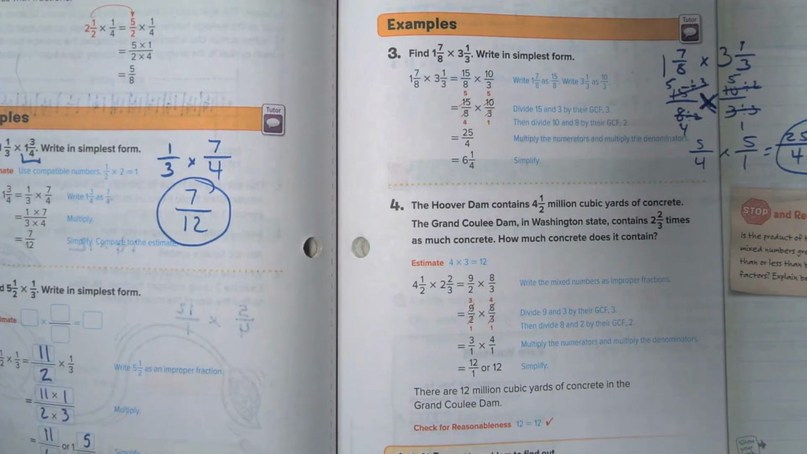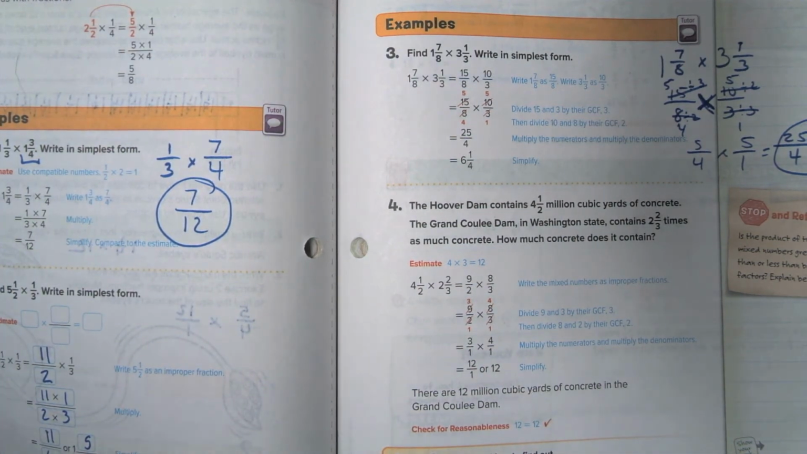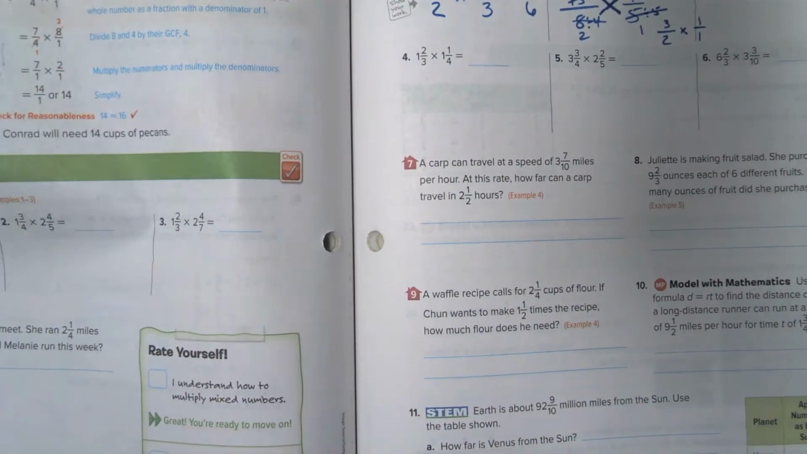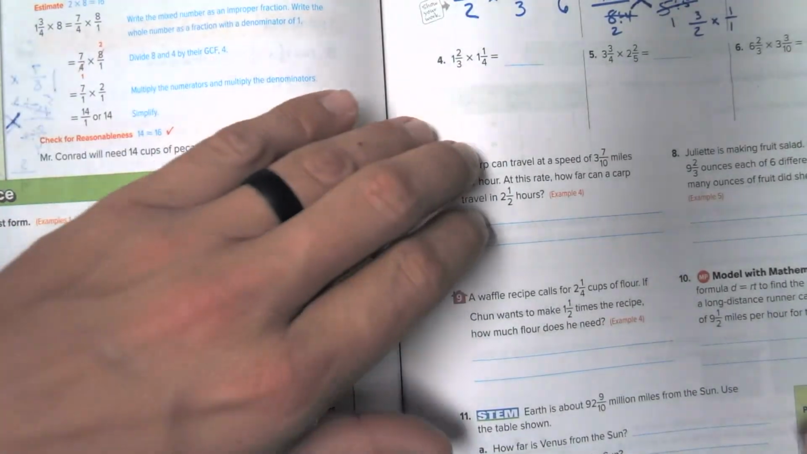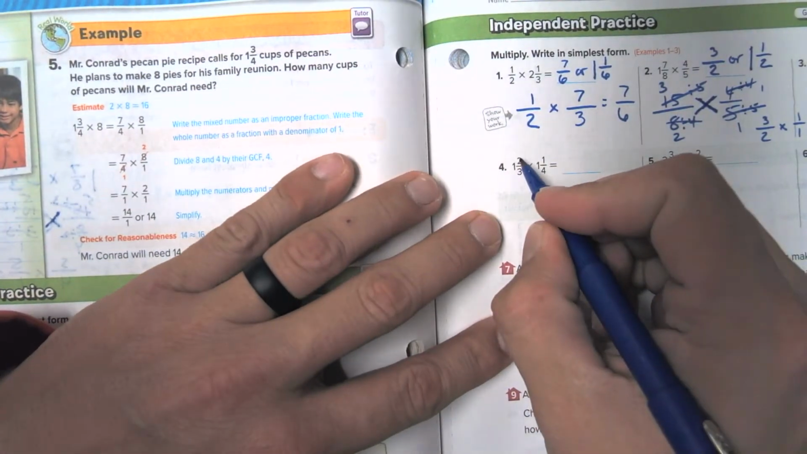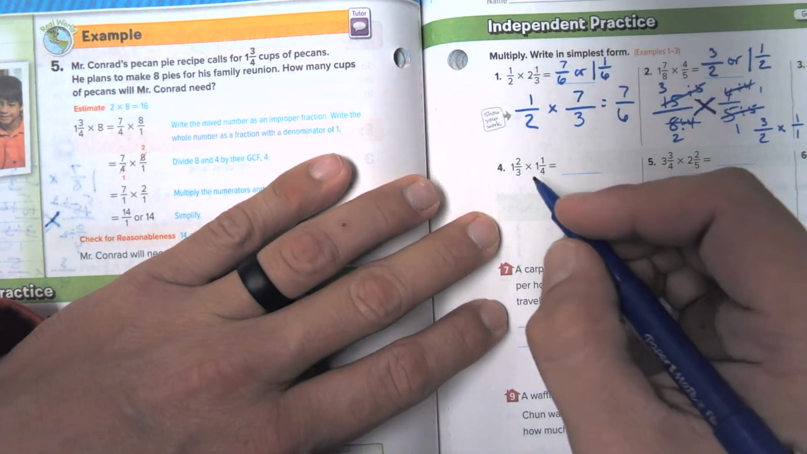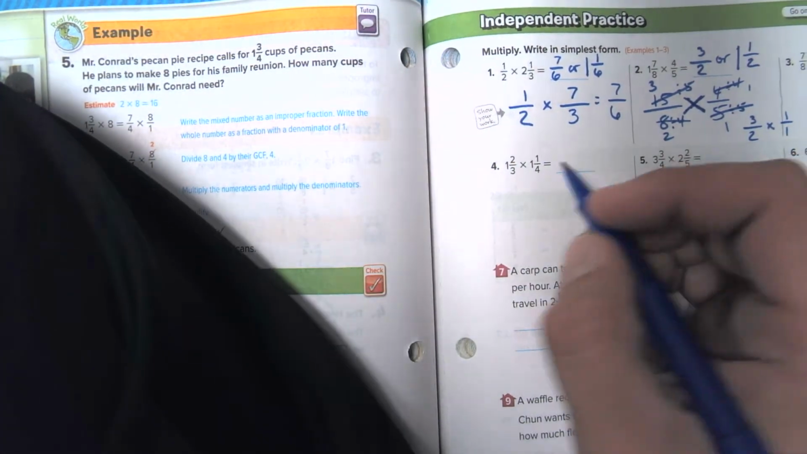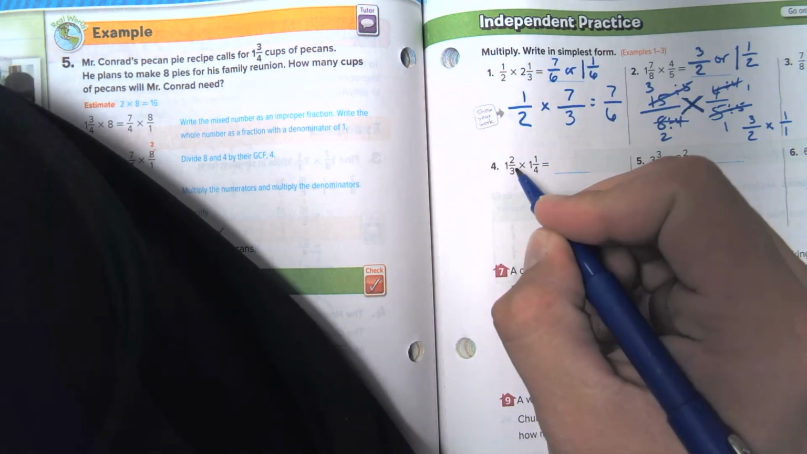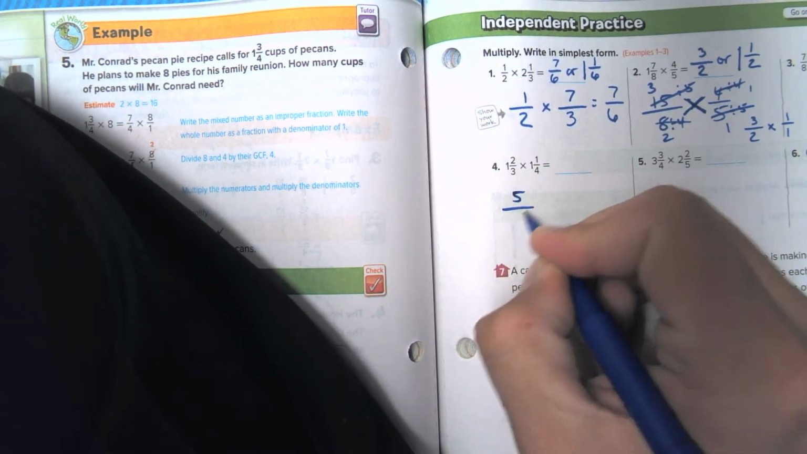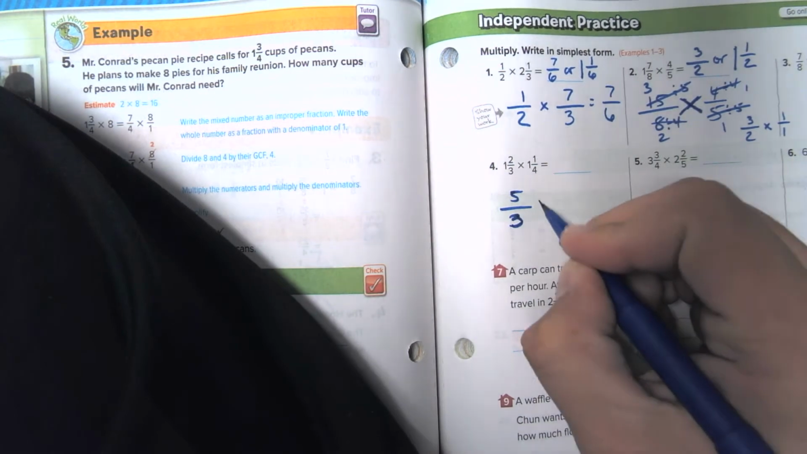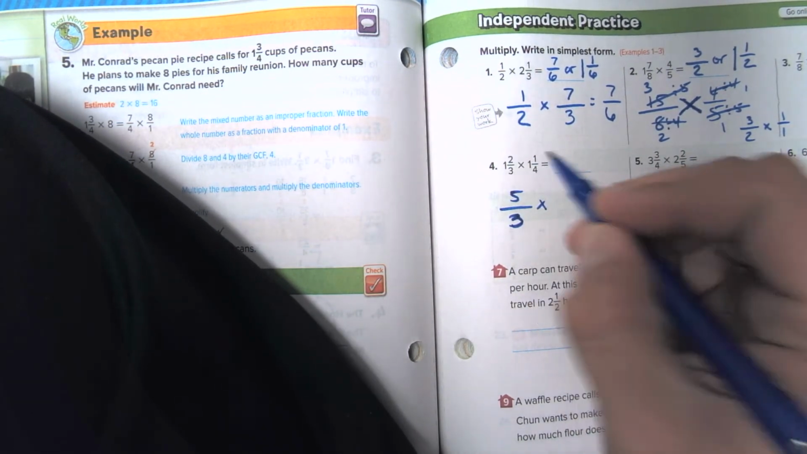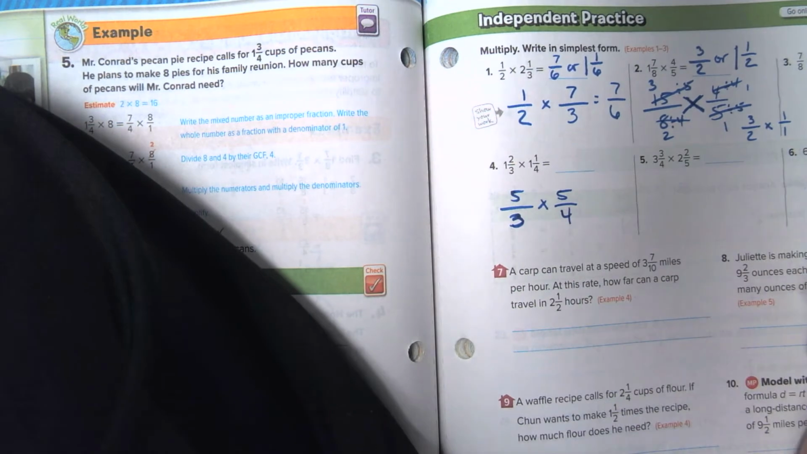Okay, so you're still doing the same rules, guys. It's just that you have to write them out and take that extra step of turning them into an improper fraction. So back on page 285. All right, I'm going to do number 4. So I have 1 2/3 times 1 1/4. So since they're both mixed numbers, I have to turn them into improper fractions. So the first one here, 1 times 3 is 3, plus 2, 5. Keep the denominator. Times 1 times 4 is 4, plus 1, 5 over 4.